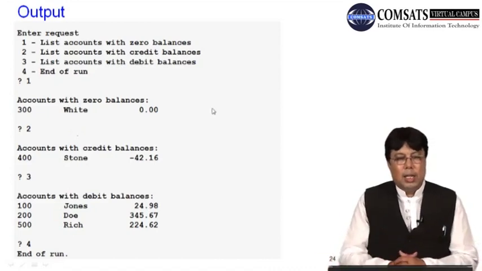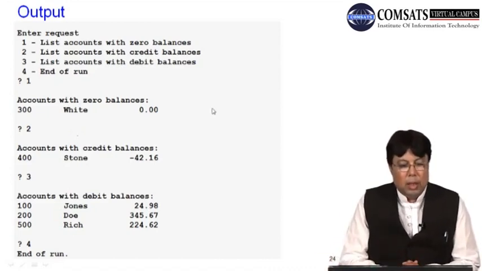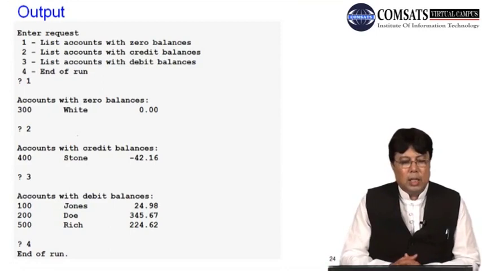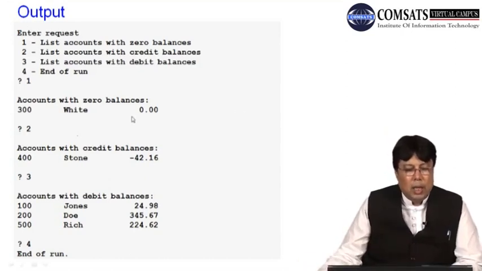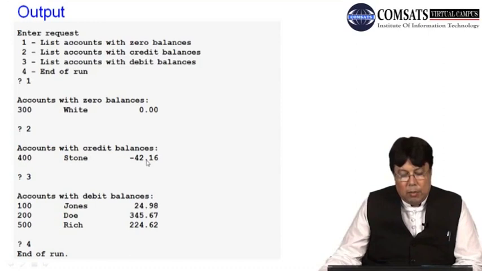So this is the sample output of this particular application. In the first case, you might have chosen 1, so it means list the accounts with 0 balance. So it means that in our case, Mr. White has an account with a 0 balance. Next time you choose 2, accounts with credit balance. So any client that has a negative balance, Mr. Stone has a negative balance.